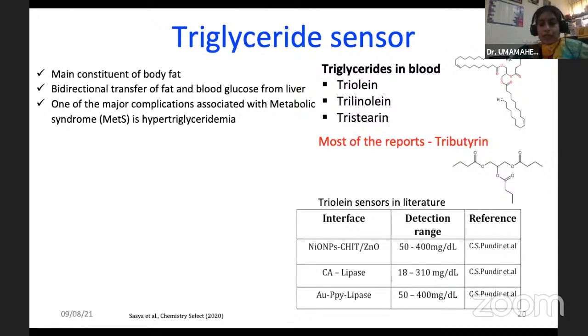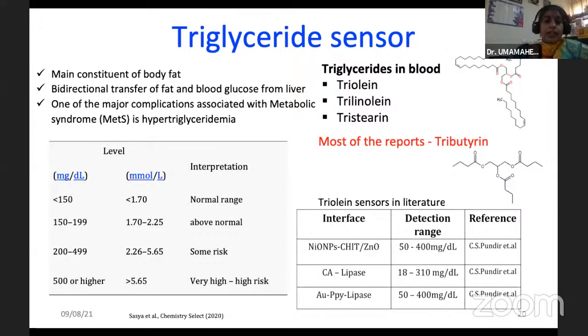There are some triolein sensors that are reported. In fact, there is an Indian group, Pundir et al., which has been working on different types of nano interfaces, and they have used lipase enzymes for the detection. Apart from that, at that point of time, there were very limited sensors that had used these 18 carbon fatty acyl chain containing triglycerides.